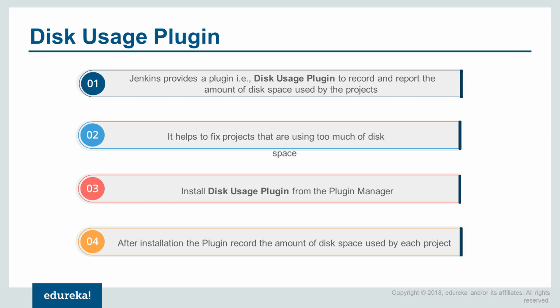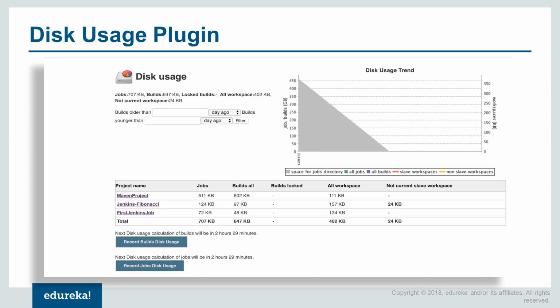Let's take a look at how we install the Disk Usage plugin, and then what exactly it shows on the screen for us. This is how the screen will look. It will show the disk usage trend, what kind of usage is happening. You can filter by what kind of builds you want to see, and how old or how recent the builds you want to check. Apart from that, you can see the projects which are taking most of the space. It will be sorted so that the project taking the most space is right at the top, so the top 5 or top 10 projects which are taking most of the space will be shown on the screen.